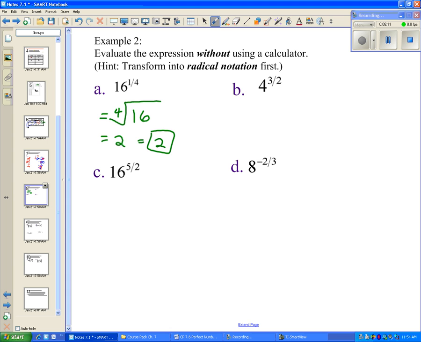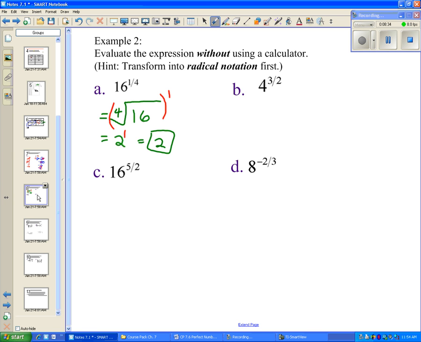Now, you're going to say, what happened to that 1? Because this wasn't just 1/4. Well, you can think of that as the 4th root of 16 to the 1 power, so 2 to the 1 power is 2. I can still do that if I want to keep that 1 hanging around, and it still makes sense.